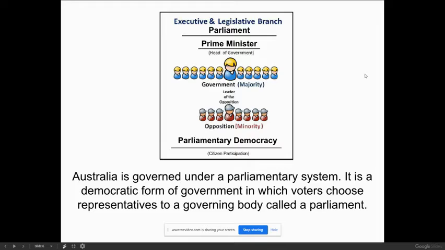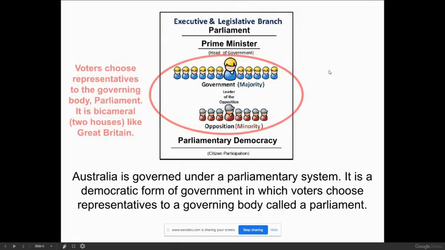Australia is governed under a parliamentary system. It is a democratic form of government in which voters choose representatives to a governing body called a parliament. Voters choose representatives to the governing body, parliament. It is bicameral, two houses like Great Britain.